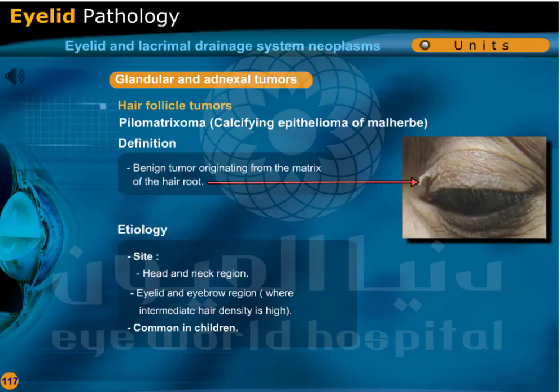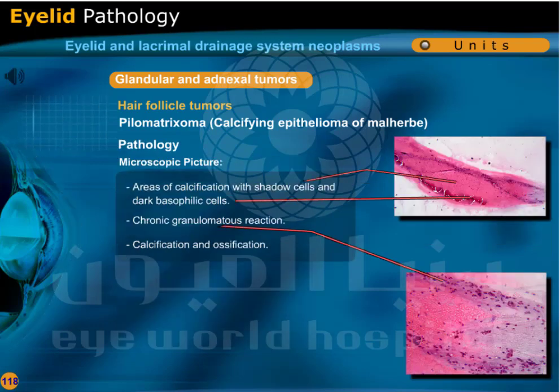Pilomatrixoma or calcifying epithelioma of Malherbe. This is a benign tumor originating from the matrix of the hair root. It is common in children and is located at the head and neck region, eyelid and eyebrow region, where hair density is high. Microscopically, there are areas of calcification with shadow cells and dark basophilic cells. Chronic granulomatous reaction takes place with calcification and ossification.